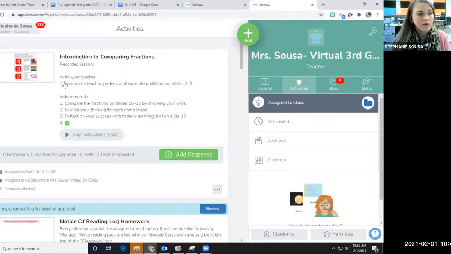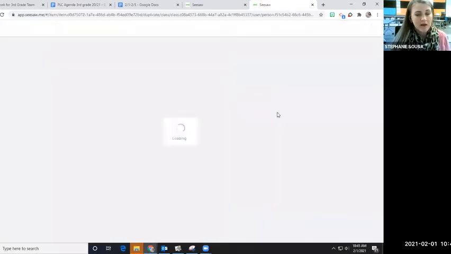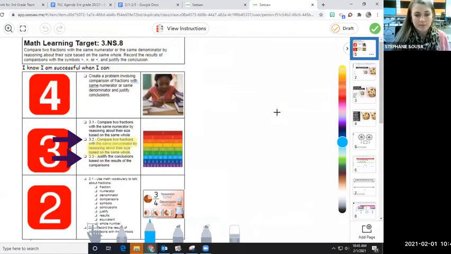This says that with your teacher, you're going to complete slides 2 through 9. That's what we're going to work on together today. And then you're going to have some time to work on slides 10 through 16 to compare fractions as well. Go ahead and click on that Add Response button, and that will open up today's work.